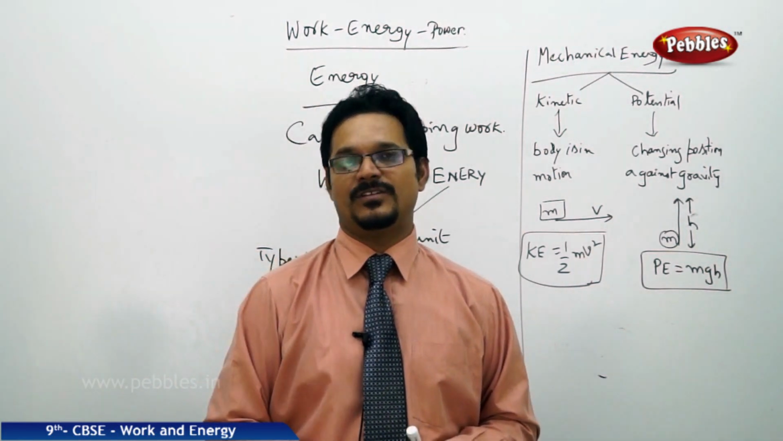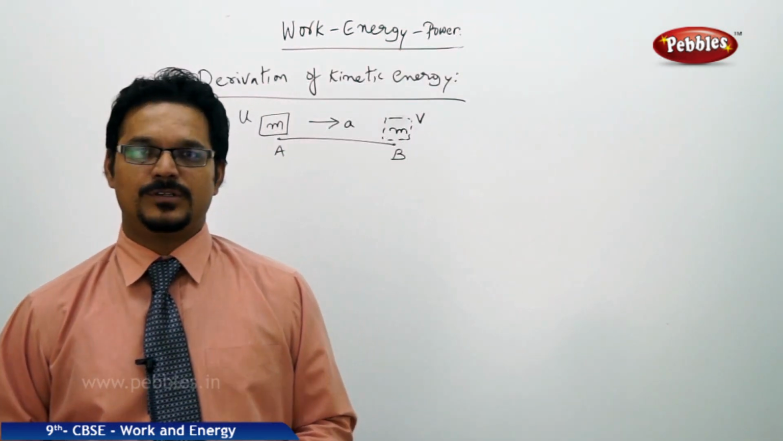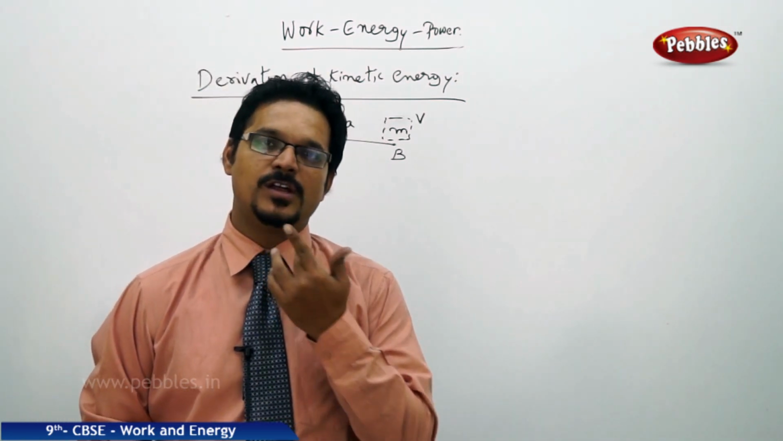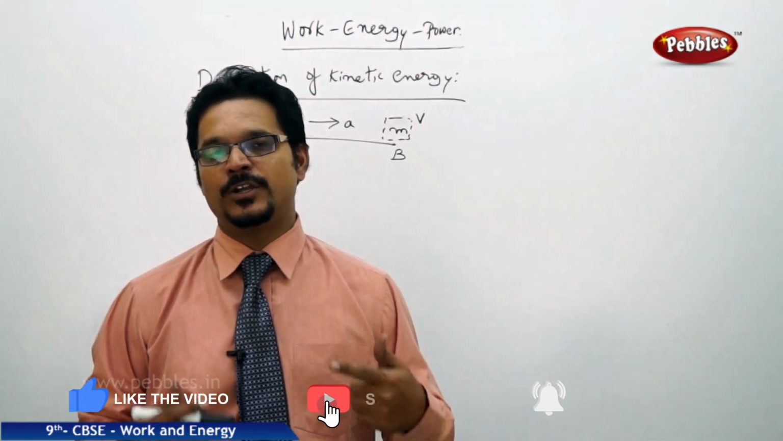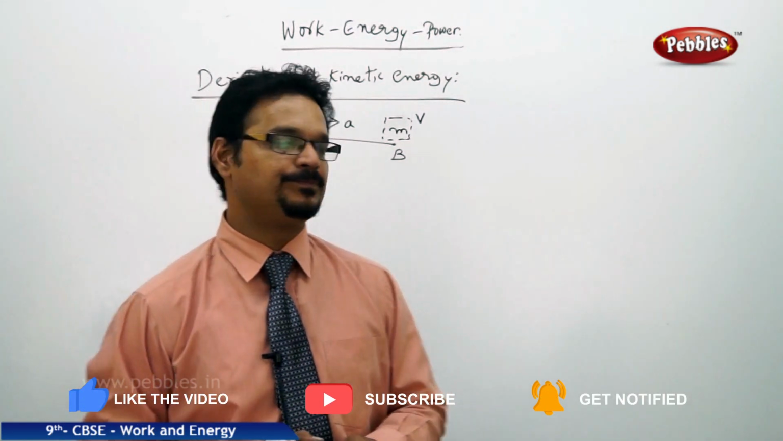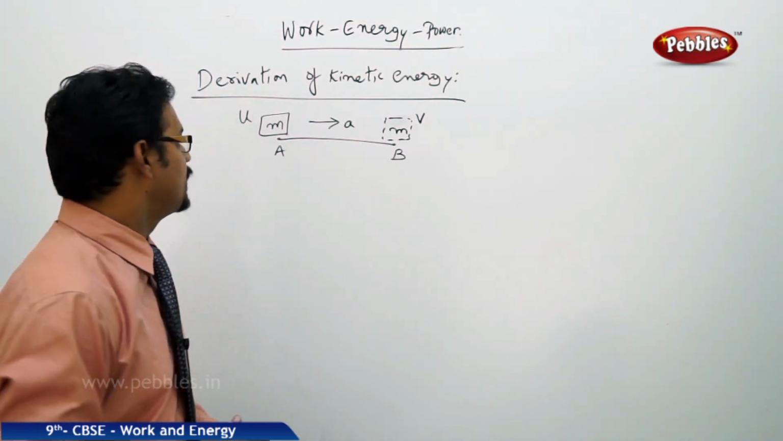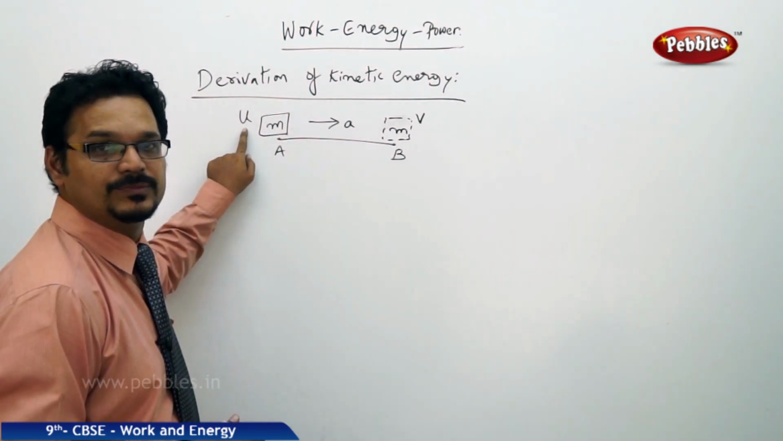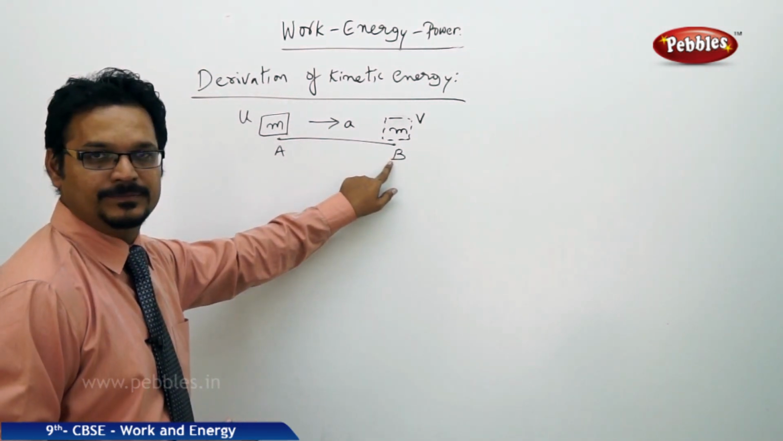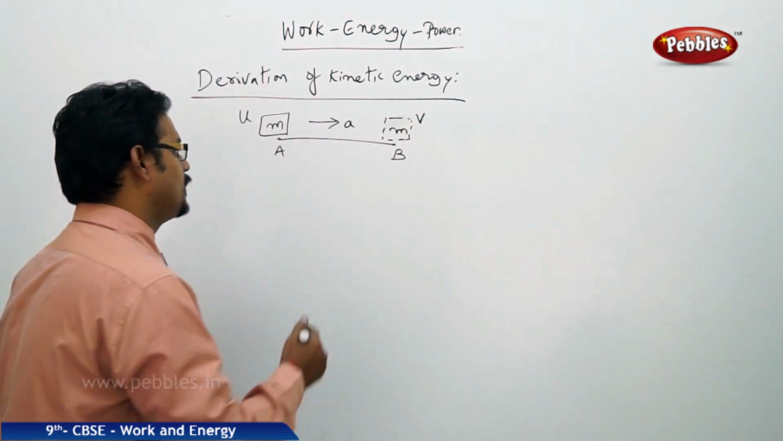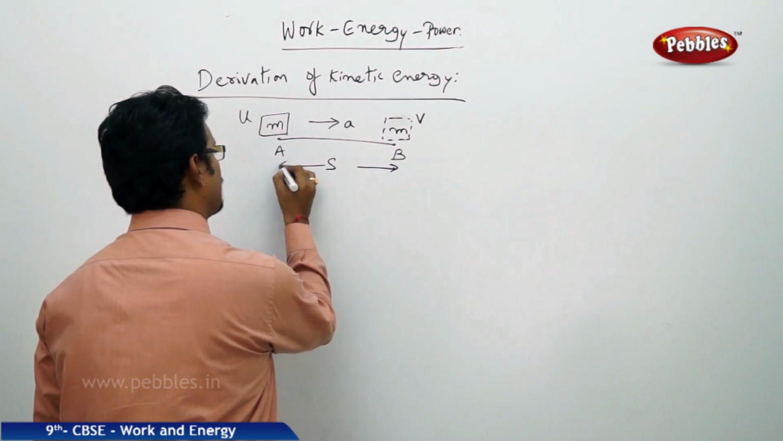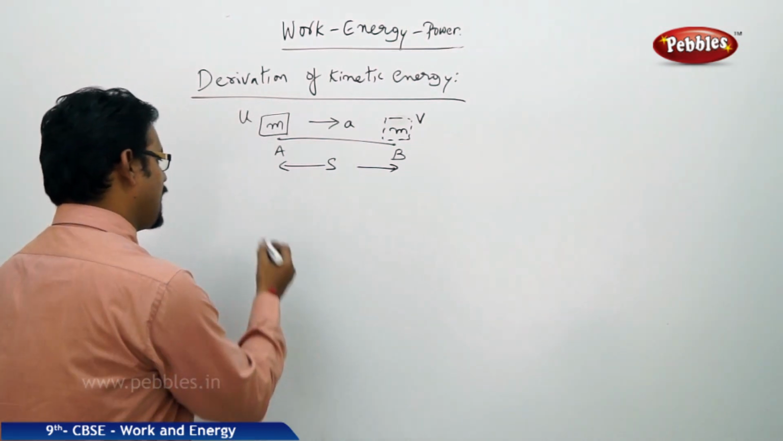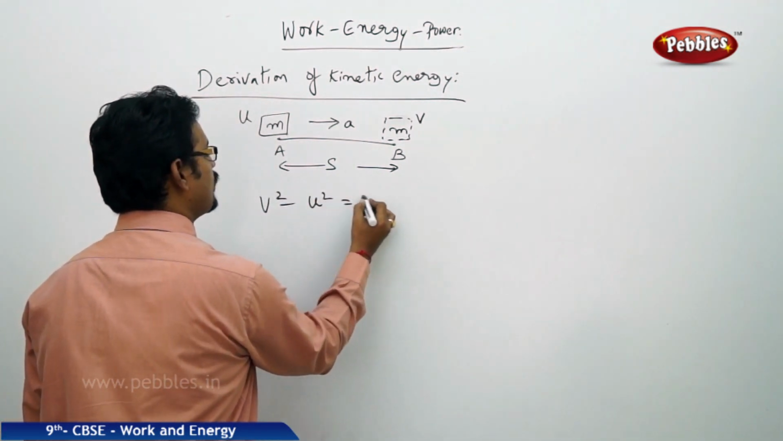We learned about the kinetic energy formula, which is half mv square, and the potential energy formula, which is mgh. Now we're going to derive those formulas and let you know how those formulas have come. The first one, derivation of kinetic energy. Let us take a body of mass m. It is at point A. Its initial velocity is u, and it has traveled to point B. Its final velocity is v. Let the distance traveled be s with acceleration a. If you apply the kinematic equation, you can use v square minus u square equals 2as.